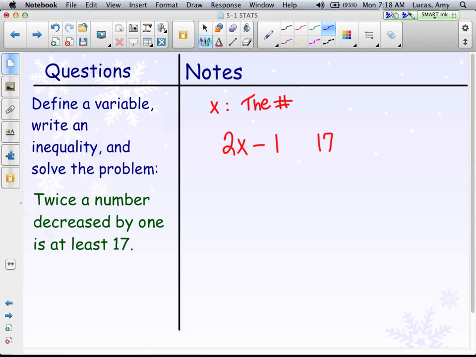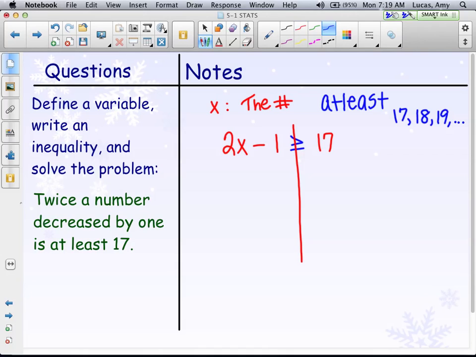Okay, the word at least, at the very least, 17. That means 17 is the lowest. So at the very least it's 17, it could be more. So my symbol is going to be greater than or equal to. Because if it's at least 17, it could be 17. That's why I need the equal line underneath. It also could be more than 17.